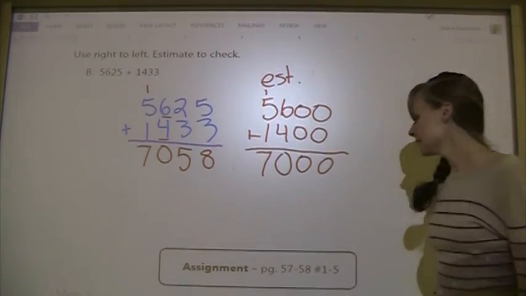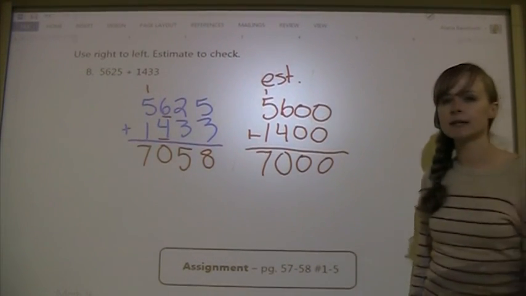Okay, your assignment is on page 57 and 58, and it is numbers 1 to 5.